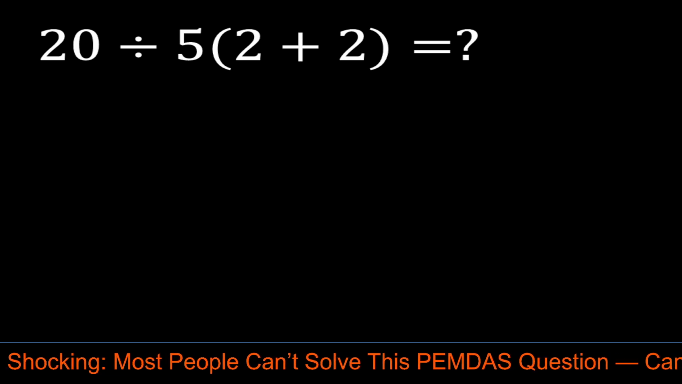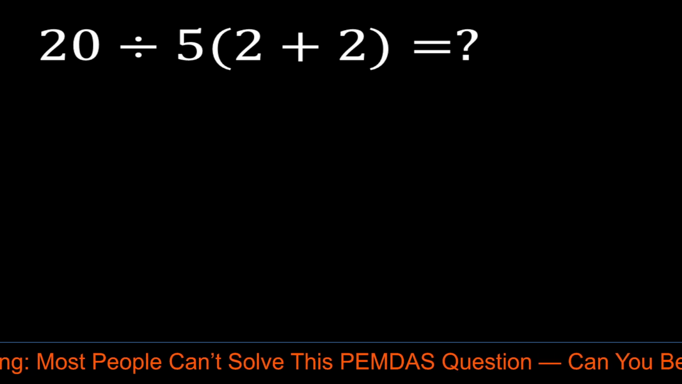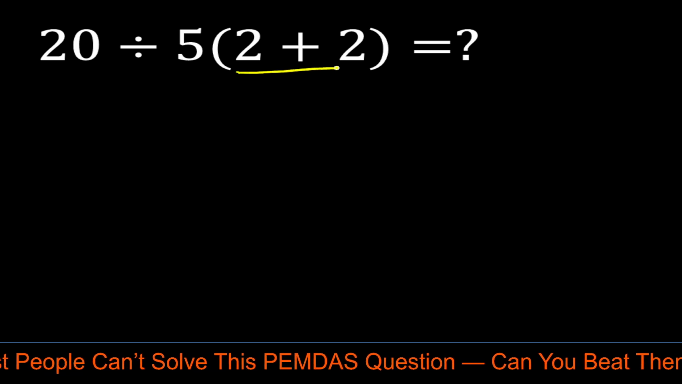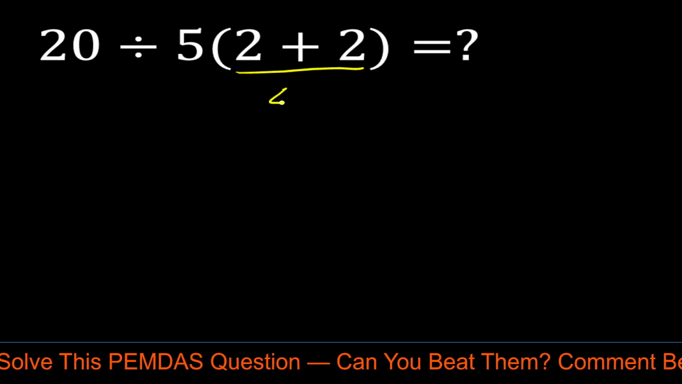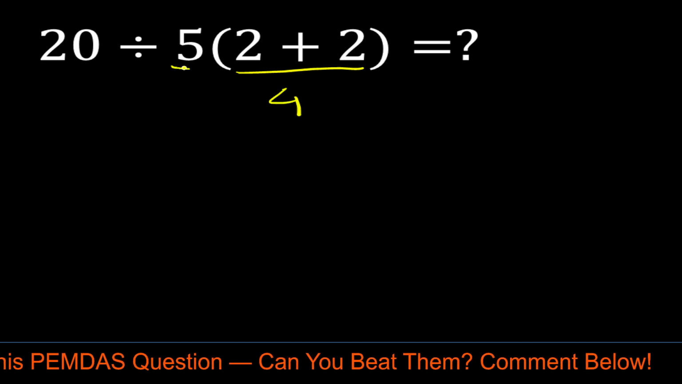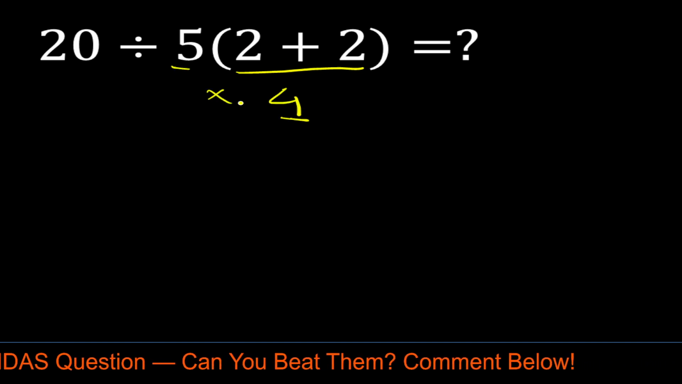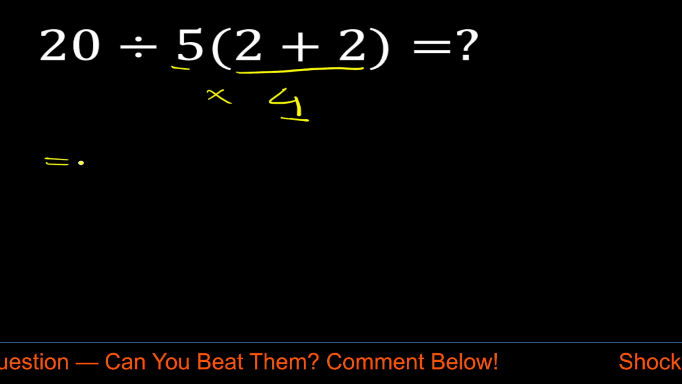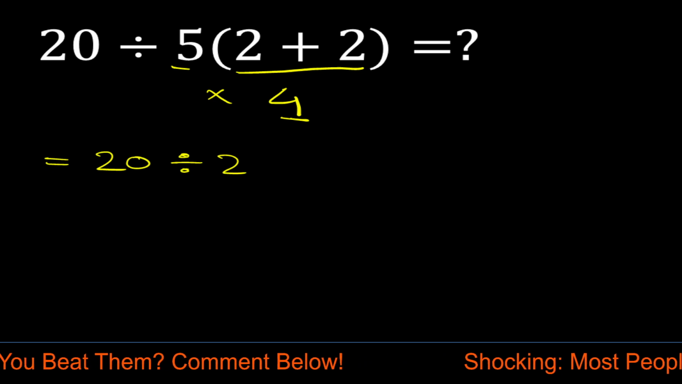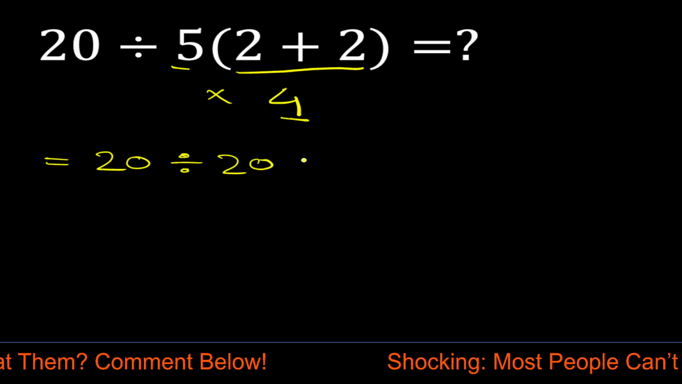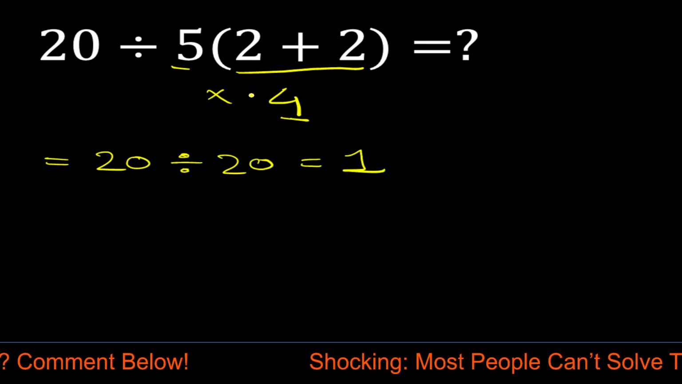So most people solve this question like 2 plus 2. So 2 plus 2 is equal to 4, right? Now 5 times 4. So 5 times 4 is equal to 20. So now 20 divided by 20, right? So 20 divided by 20 is equal to 1.